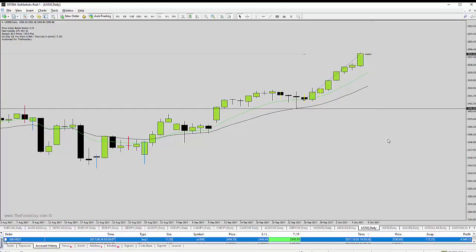So this is it. This is swing trading. This is why I love it. You get really great returns when you ride these trends out.